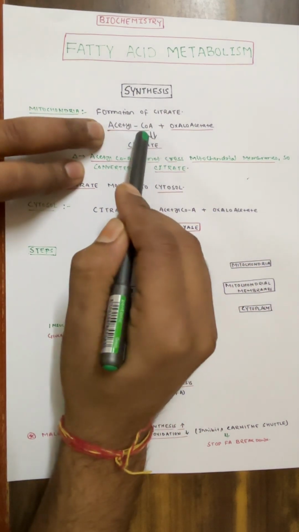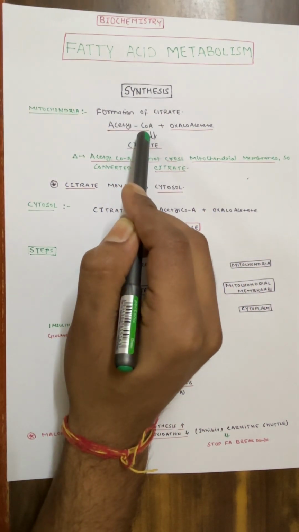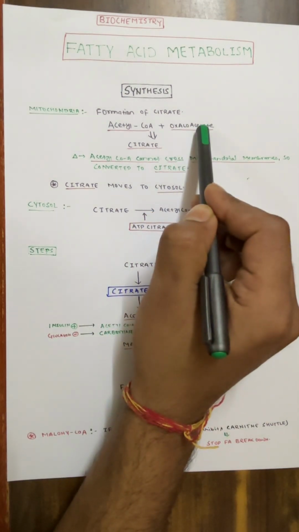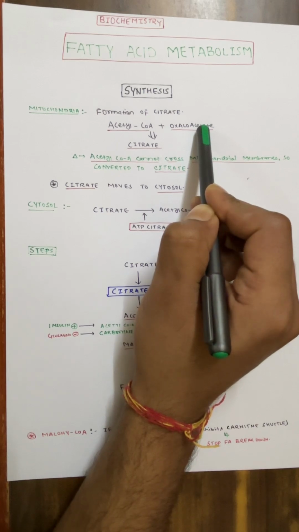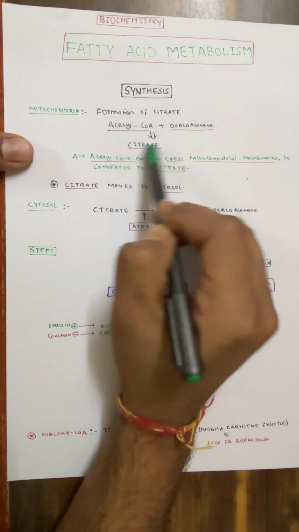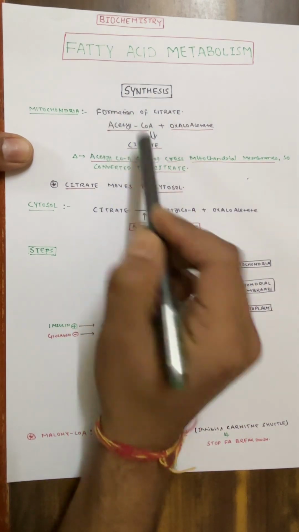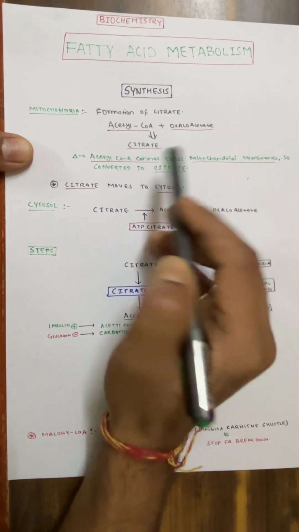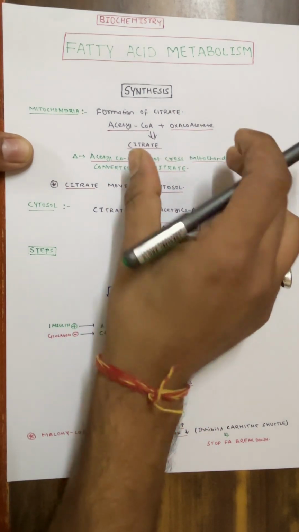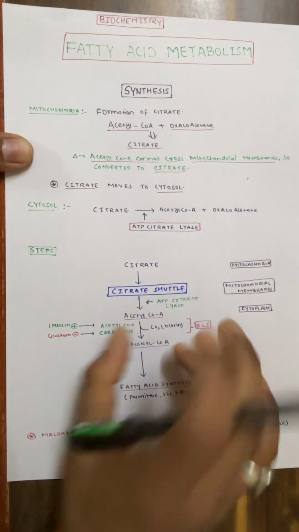From where does this acetyl coenzyme A first come? This acetyl coenzyme A comes from pyruvate, that's glycolysis, then fatty acid beta oxidation and amino acid metabolism. And this oxaloacetate comes from the last step of the TCA cycle, regeneration, or we can say pyruvate carboxylation. And these two combine to make citrate. Why? Because acetyl coenzyme A cannot cross the mitochondrial membrane, so it is first converted to citrate just to cross the mitochondrial membrane. We'll see over here.